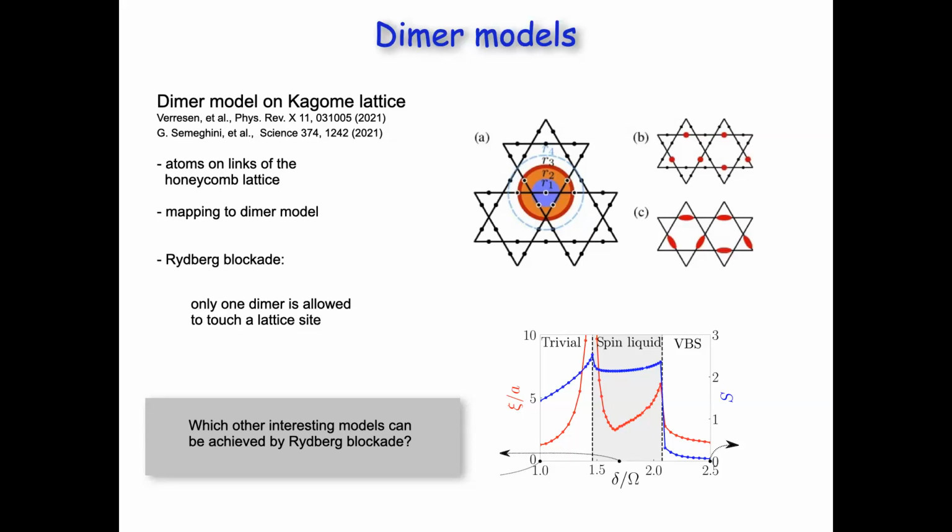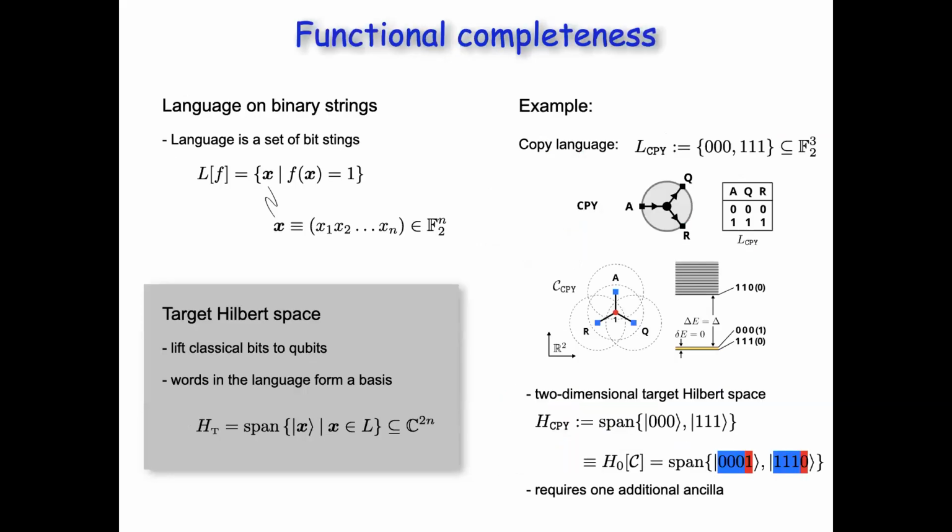But the question is, what other interesting examples are there out there? Can we actually construct any target Hilbert space which we want? This is what I would like to present to you, and especially that it is complete, that with Rydberg structures you can engineer whatever you want. So let me formally tell you a little bit what the language is, how we would like to present it. So I formally define what a language is. It's a set of classical binary variables with a Boolean expression f of x equal 1.